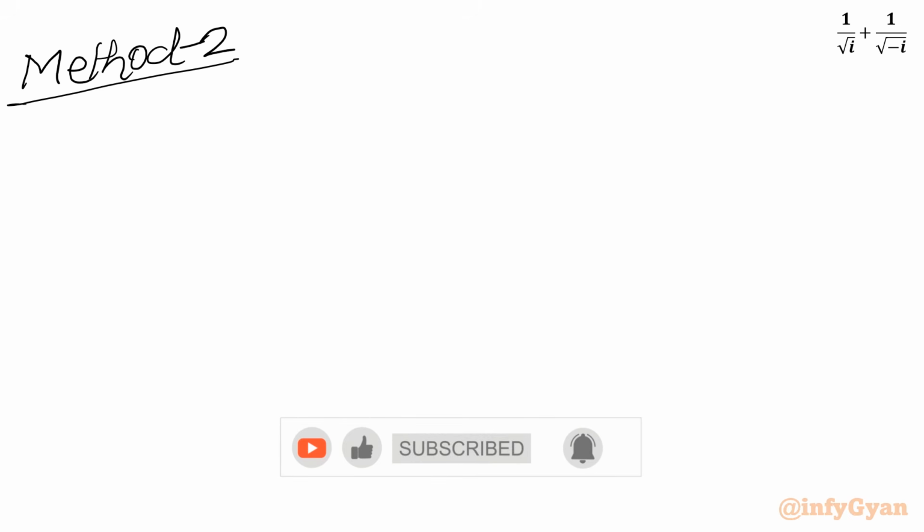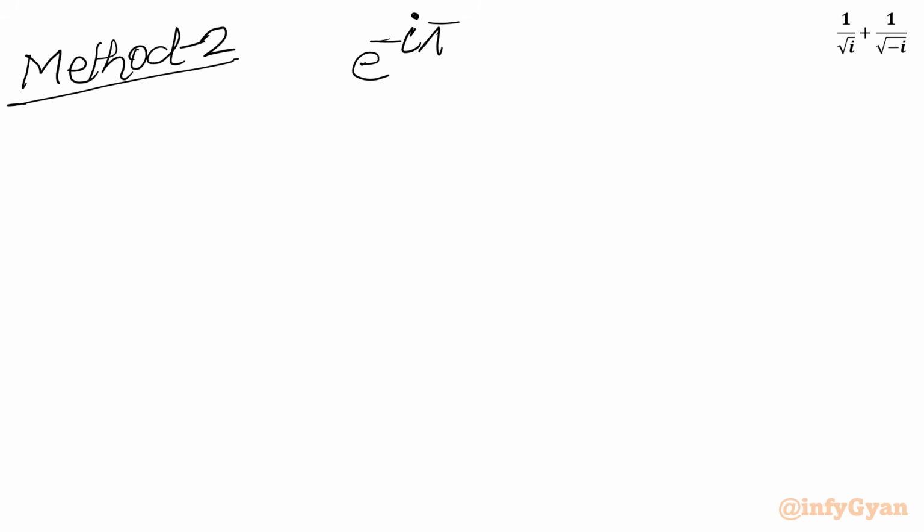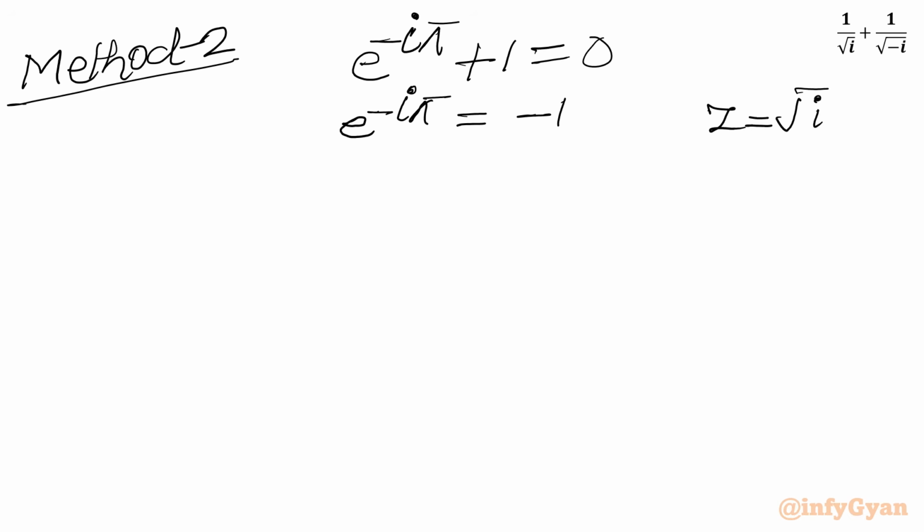Using Euler's identity, we can write e^(-iπ) + 1 = 0, or we can write e^(-iπ) = -1. And if I target our expression √i + √(-i), then we are going to evaluate √i and √(-i).